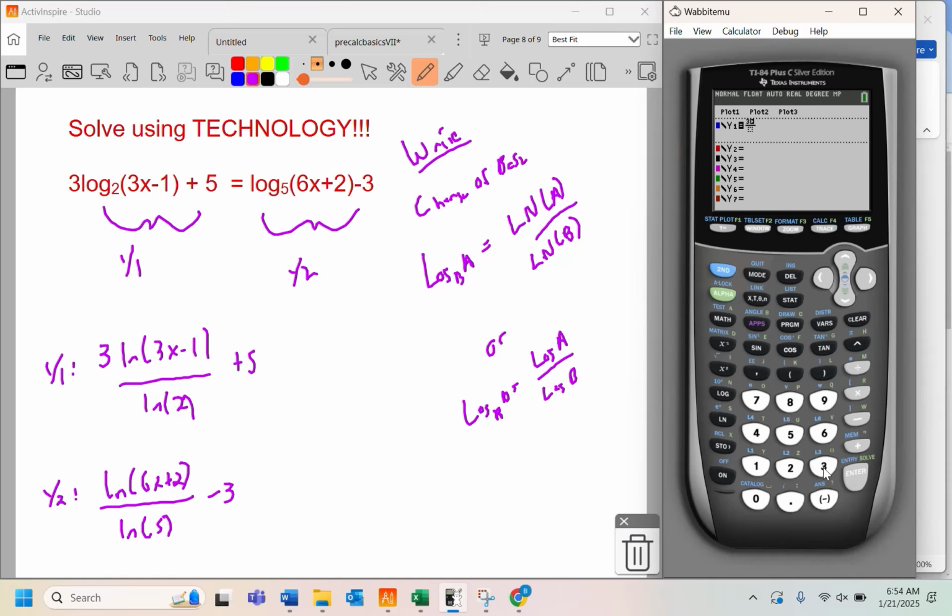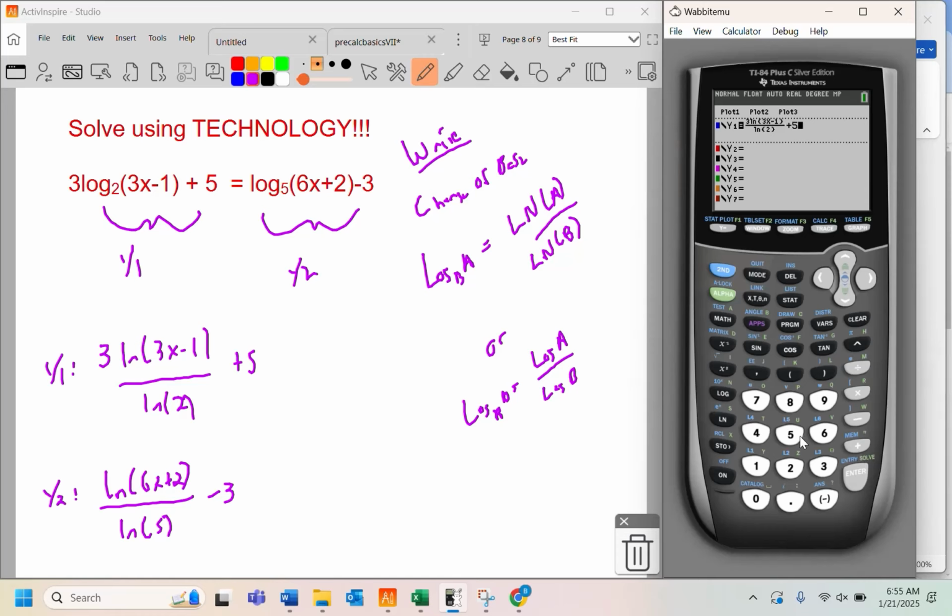And let's see here. We have 3 ln. Now, if you're wondering why I did all this, is if you look at your faceplate, you don't see a log base 2, do you? And you don't see a log base 5. There is a way to do this without doing change of base. I'm just not going to show it to you because I'm not supposed to. That's why.